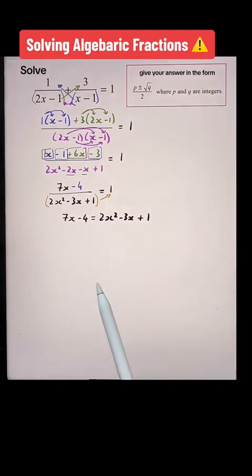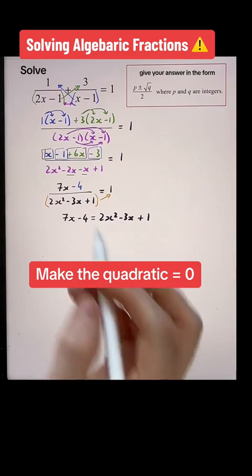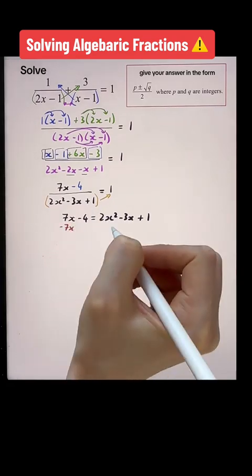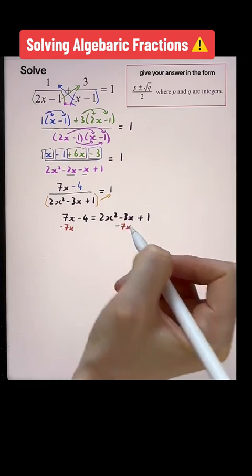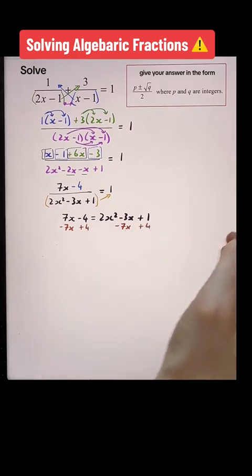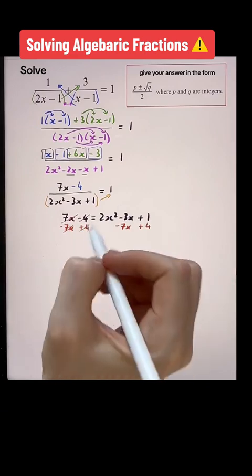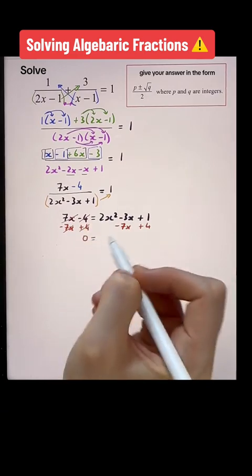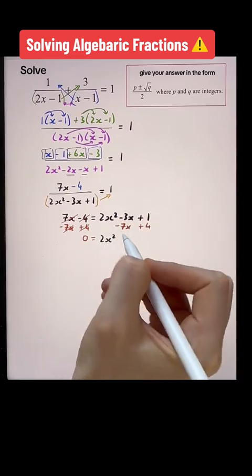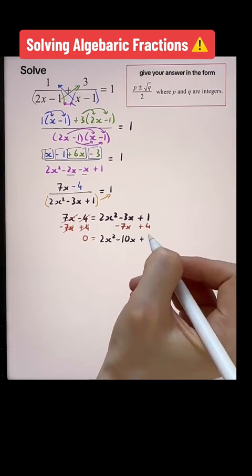As I always want my x squared term to be positive, and I've got positive 2x squared on the right, I'm going to bring all my terms to the right by doing the opposite. The opposite of add 7x, therefore, is to subtract 7x from both sides of my equation. Likewise, the opposite of minus 4, therefore, is to add 4 to both sides of my equation. On the left-hand side, 7x take away 7x will cancel, and negative 4 add 4 will cancel, to leave us with 0. And on the right-hand side, I'm going to have 2x squared. Negative 3x take away another 7x will simplify to give us negative 10x. And 1 add 4 gives us 5.